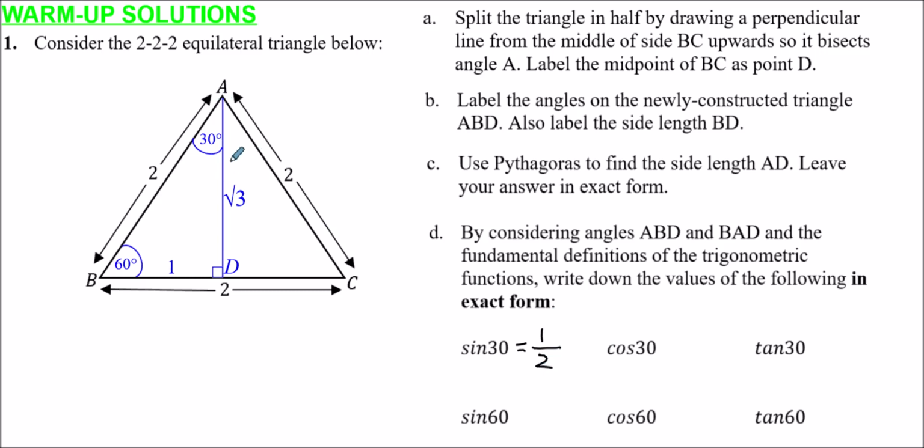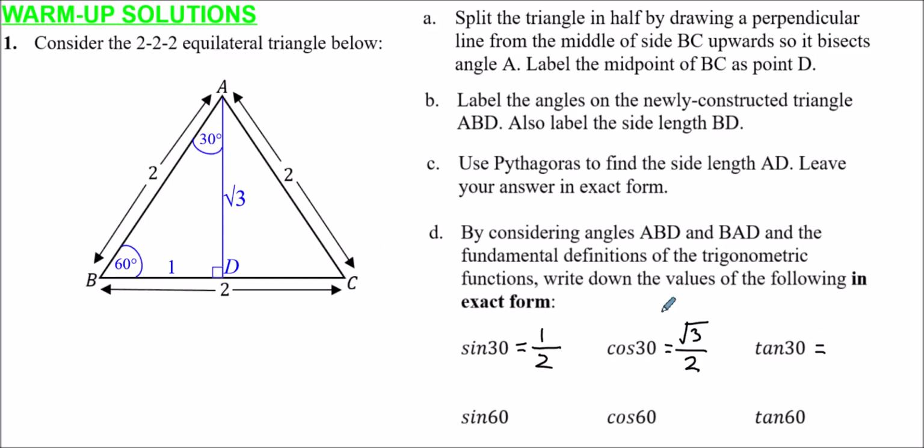Still considering this angle of 30, the cosine is always defined as the adjacent divided by the hypotenuse. So the cosine of 30 is going to be the adjacent side, which is AD, which is root 3, divided by the hypotenuse, which is this side AB, which is 2.